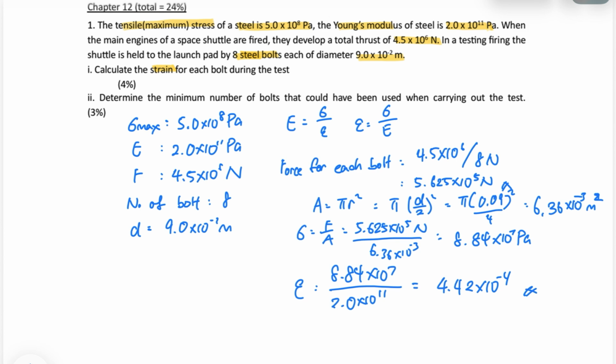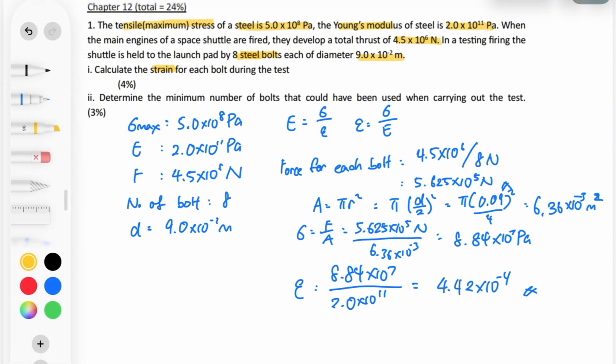Okay, so you just need to substitute everything we have. We start with the force for each bolt, calculate the area, and then we can find the stress. We use the formula over here in order to find the strain. So this is how we find the strain for this question.